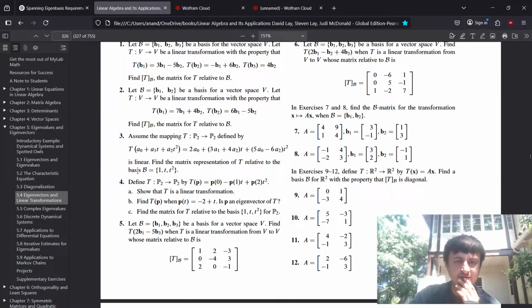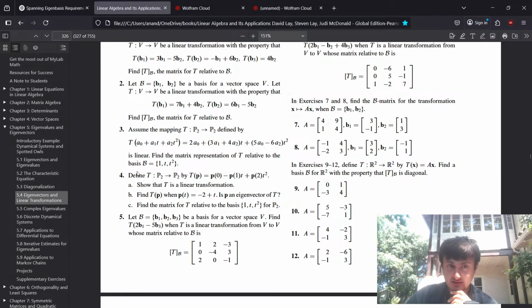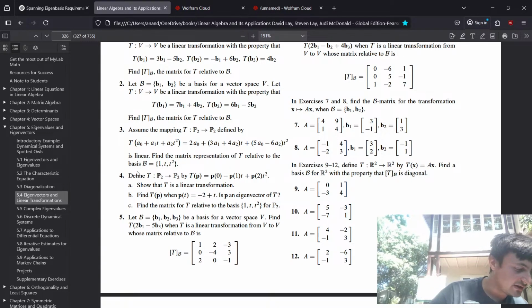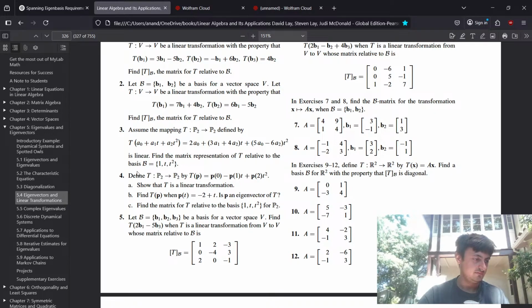And problem 4 is: let T from P2 to P2, where T of P is equal to P of 0 minus P1 T plus P2 T squared. Part A, show T is a linear map. Transformation's too long of a word to write, guys. Guys, drop in the chat: what's your favorite vector space?